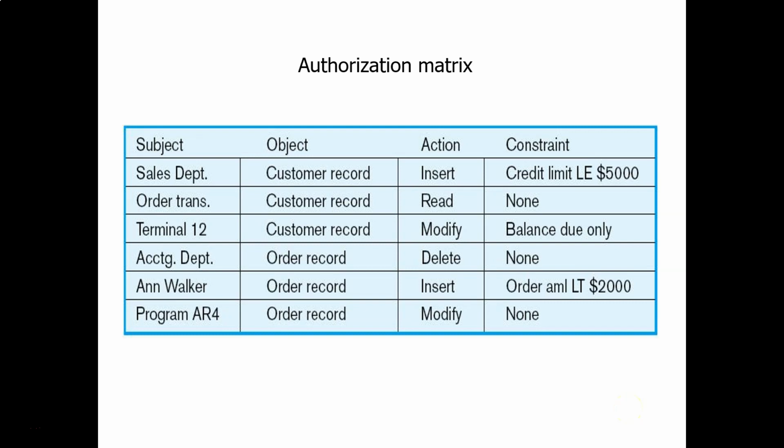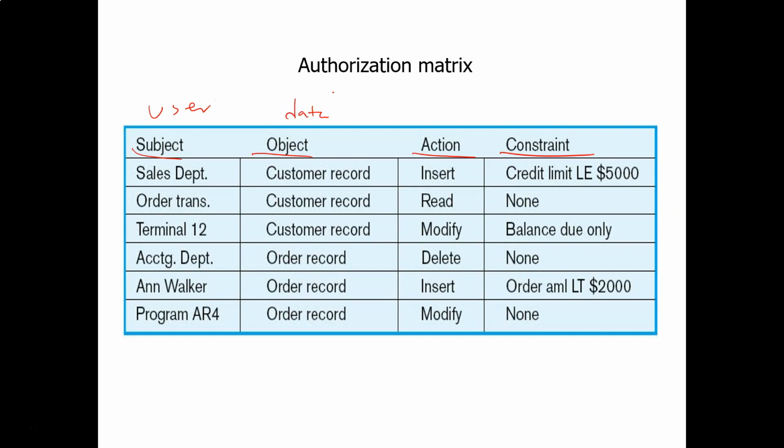To create these authorization rules, usually we create something called an authorization matrix for the subject, objects, actions, and the constraints. This slide shows an example of the authorization matrix. This matrix has 4 columns: subject, object, action, and constraint. Subject refers to the user or a group of users.